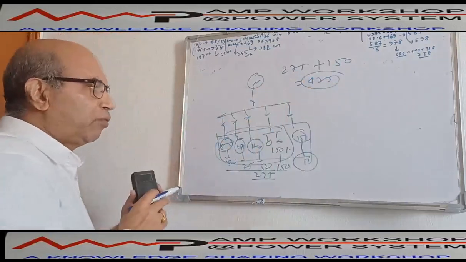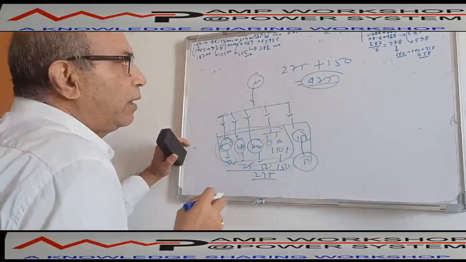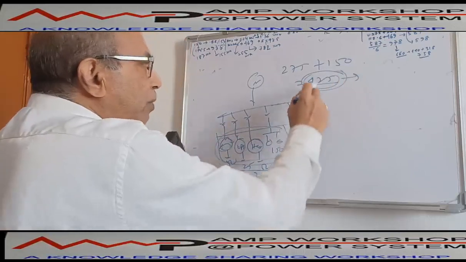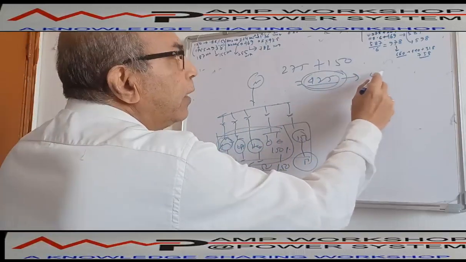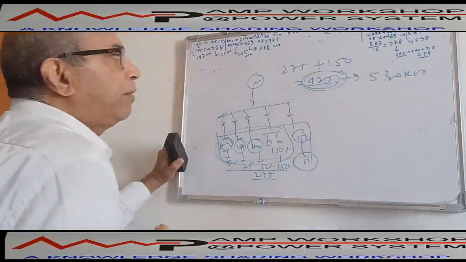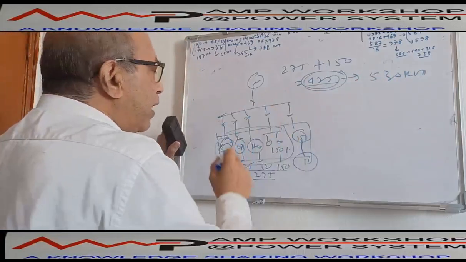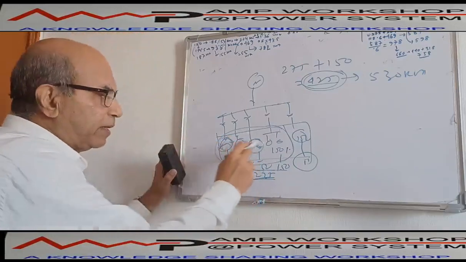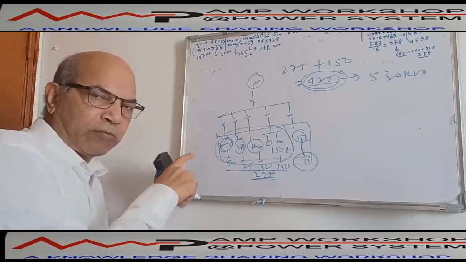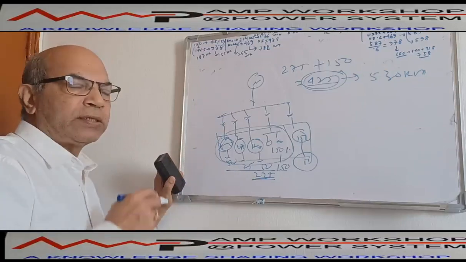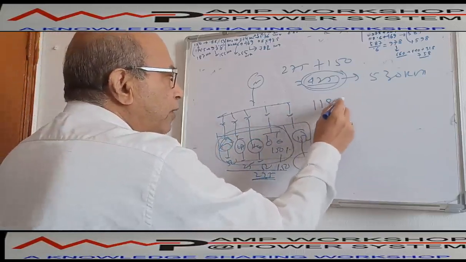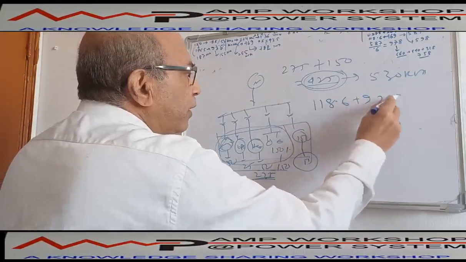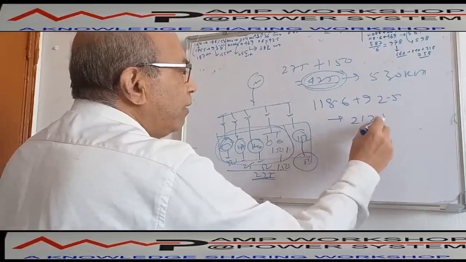Now for 425 kilowatt continuous load, the overall power factor is approximately 0.9. So this will give about 530 kVA. Now kVA how much? We have seen that in the previous continuous load, the 275 kilowatt load has a reactive load of about 118.6 kVAR, and for the motor, the running kVAR is 92.5. This gives approximately 212 kVAR.